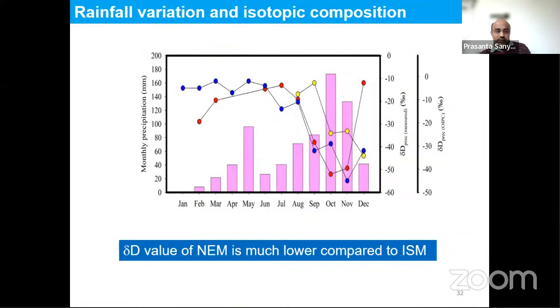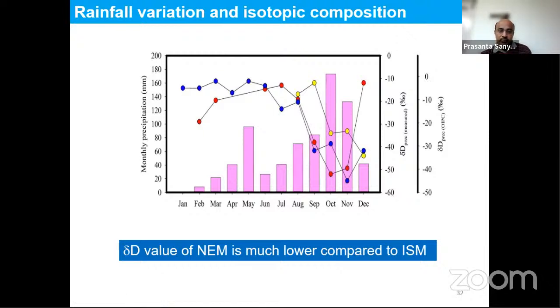When we try to understand the isotopic composition variation, here you can see in the vertical axis the monthly precipitation, and here you can see the isotopic composition of the rainfall. You can see that the rain during the winter months is characterized by lower hydrogen isotopic composition. One of the theories for this lowering in the hydrogen isotopic composition in the northeast monsoon is the source of the moisture.